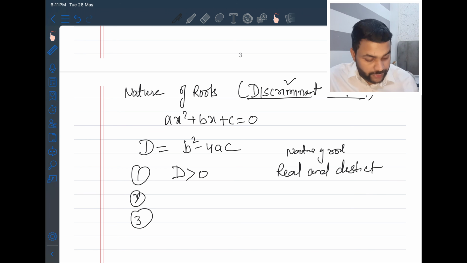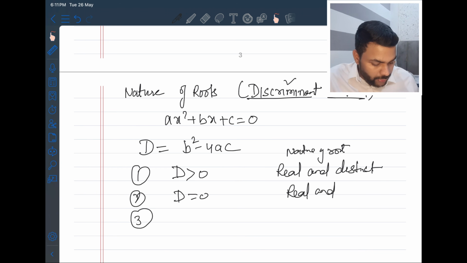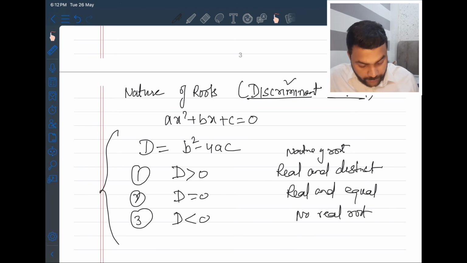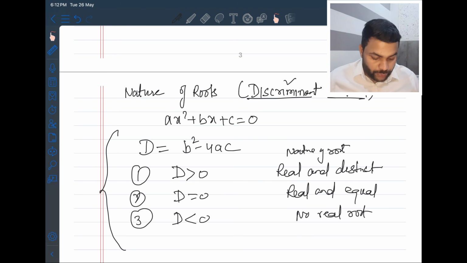What do you mean by distinct? It means different, two different roots. Okay, if D equal to 0, the nature of roots will be real and equal. And last, if D is less than 0, no real root. So by using these three cases, we can find the nature of the roots.